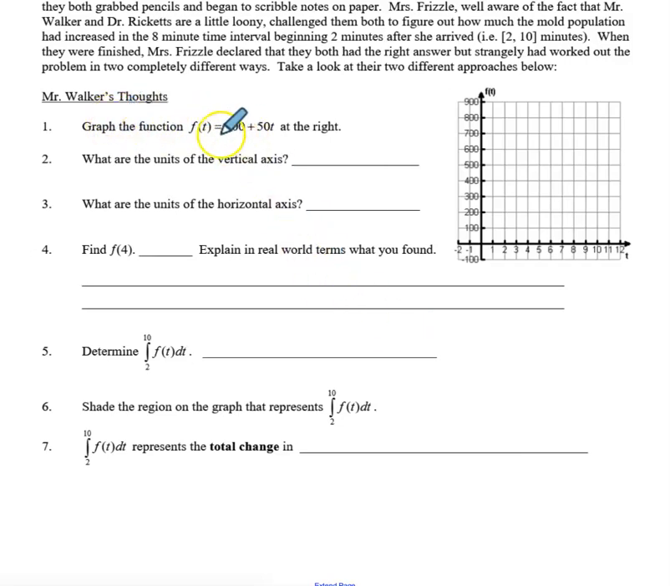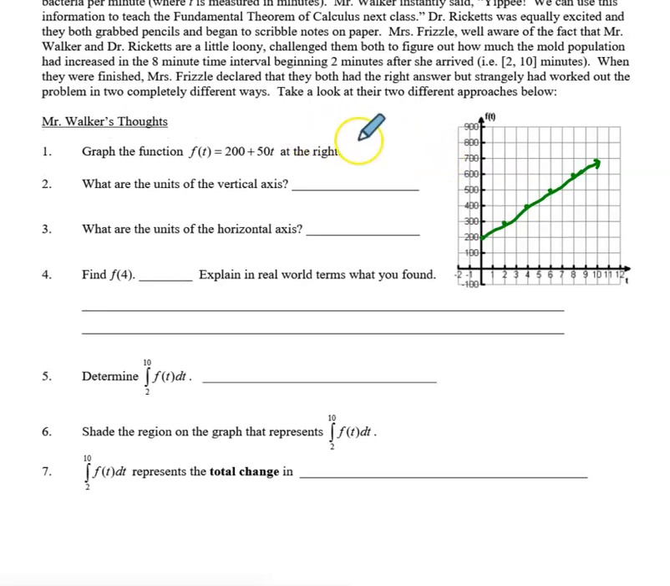What Mr. Walker did was graph the function 200 plus 50t on this grid at the right. So we have a y-intercept of 200, and then we have a slope of 50. So we go up 100 for every 2. We've got this nice linear equation here. I started it at time equals 0 because time is not negative. So here's my linear equation representing Mr. Walker's thoughts. And the units of the vertical axis are going to be, it looks like, mold spores per minute.